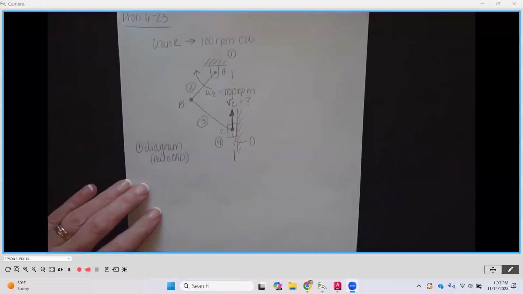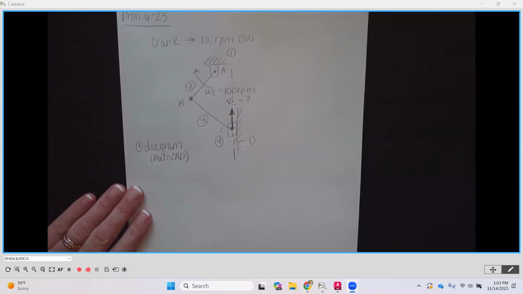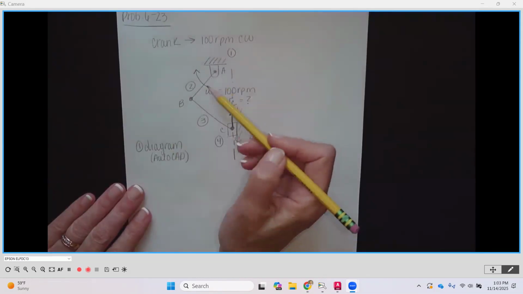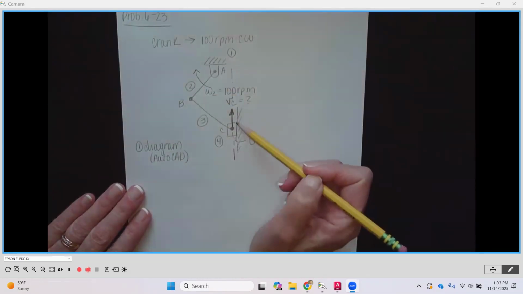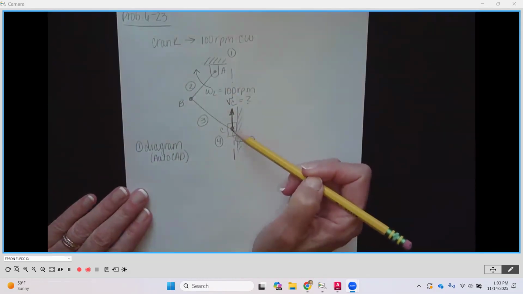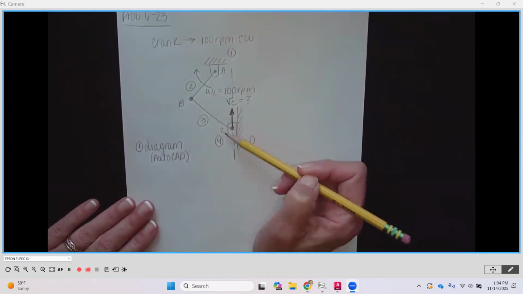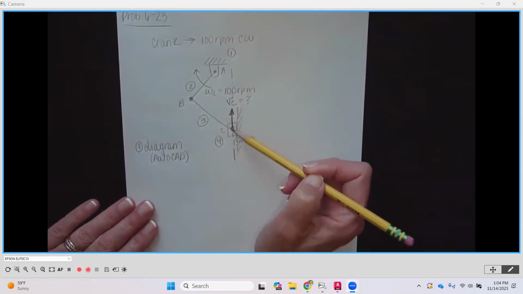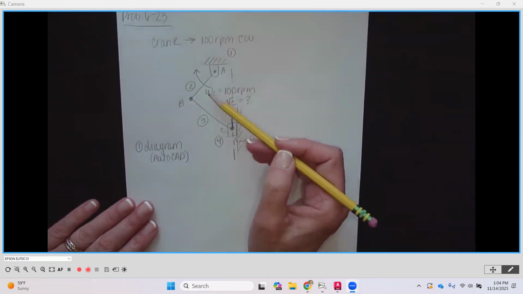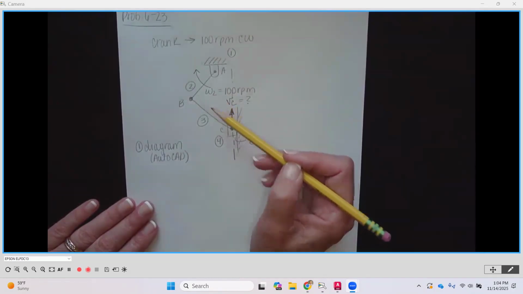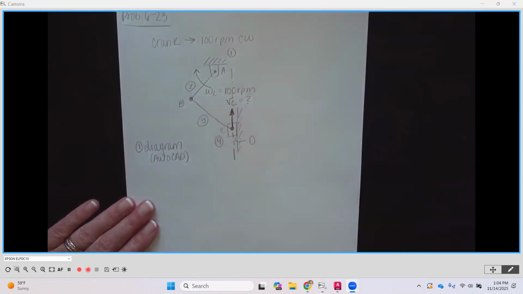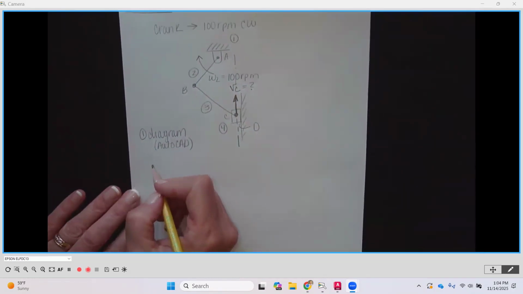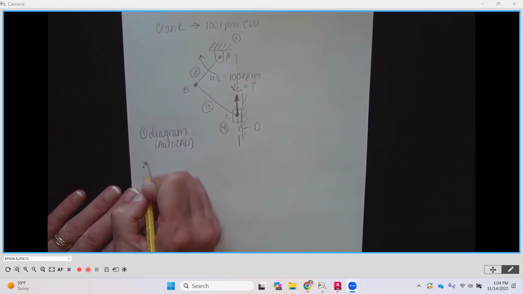Now, as we know, we're going to use the relative velocity method because link number 2 is not directly connected to that slider or that blade. It dictates the motion, and the blade is going to move relative to link number 2, but they're not directly connected. So we need to use that relative velocity equation in order to solve this.